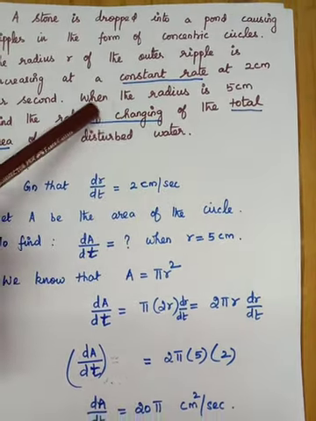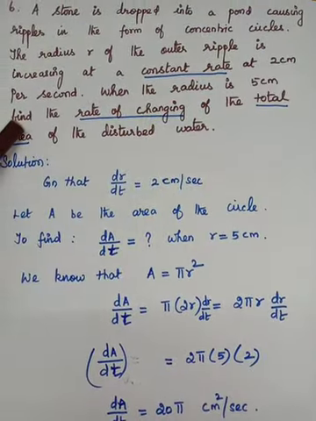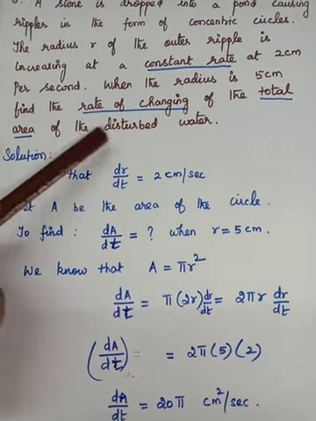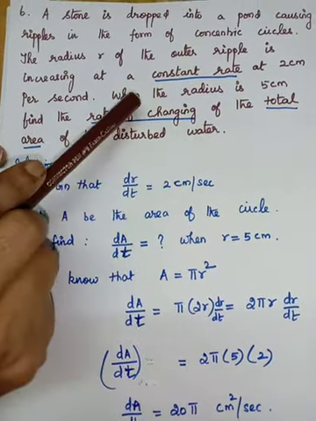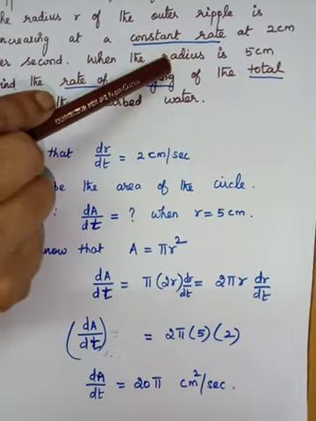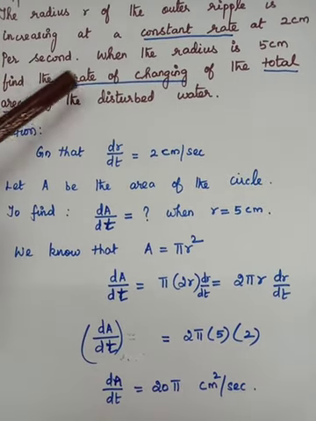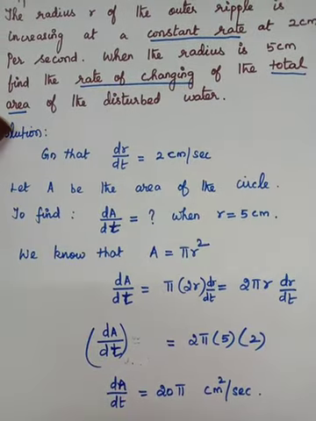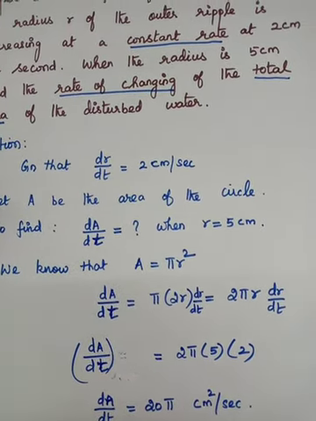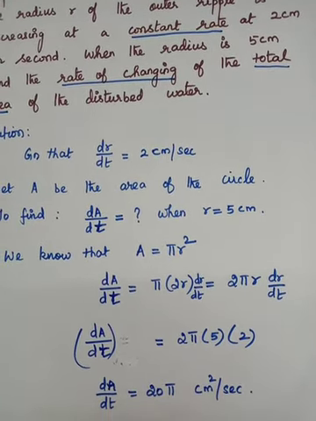When the radius is 5 centimeter, find the rate of changing of the total area of the disturbed water. When the radius is 5 centimeter, what have we denoted for radius? It is r. So when r is equal to 5, what do we have to find? The rate of changing of the total area of the disturbed water, the water forming the circles. So now we are going to find the rate of change of total area.